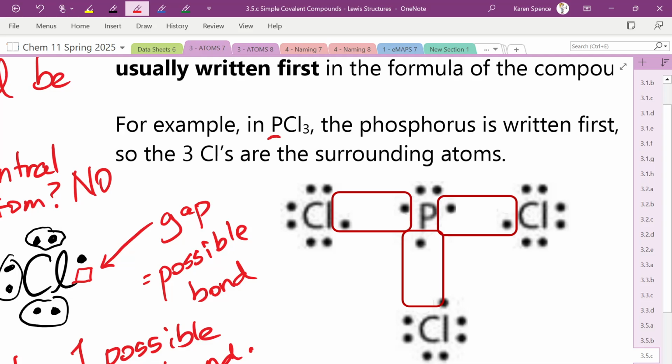P is here, Cl is to the right of it. So in our formula, we write P before Cl. Yeah? And remember, as we go across the periodic table, we are also filling in the gaps with electrons. So phosphorus has 3 gaps, sulfur only has 2 gaps, and fluorine only has 1. Chlorine only has 1 gap. Okay? So phosphorus can form 3 bonds, sulfur can form 2 bonds, chlorine can form 1 bond.